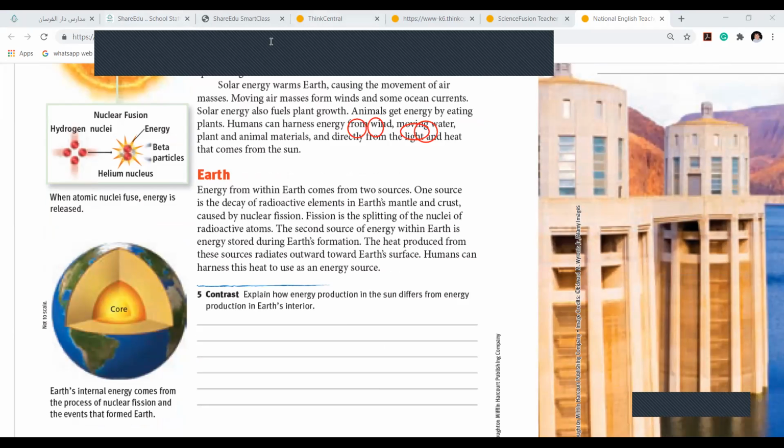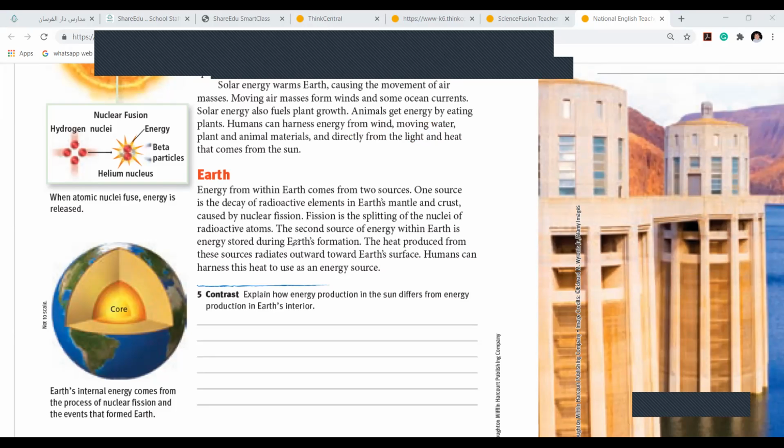Fusion, I told you how they combine. For fission, it's about radioactive elements. The second source of energy within the Earth is energy stored in the Earth's formation. When the Earth was formed, after volcano or after lava cools, the heat produced from these sources radiates outward to the Earth's surface.